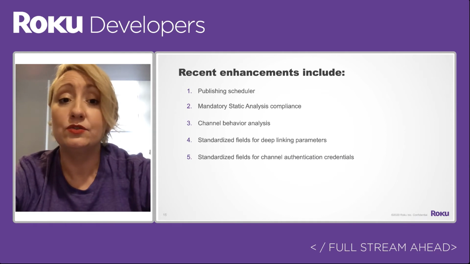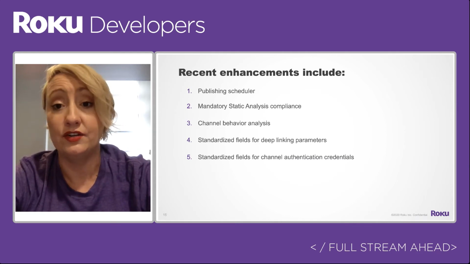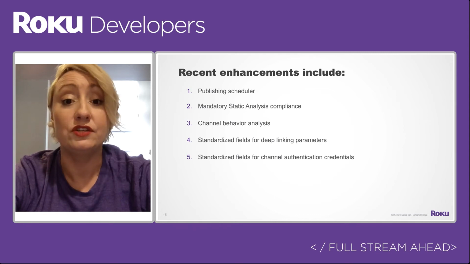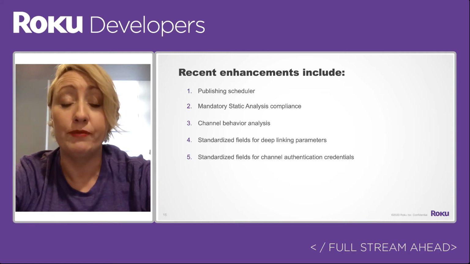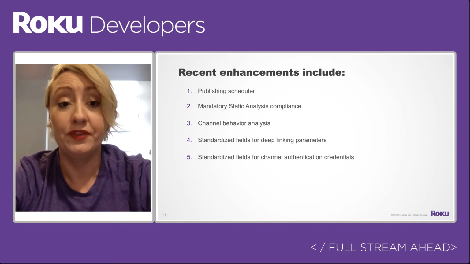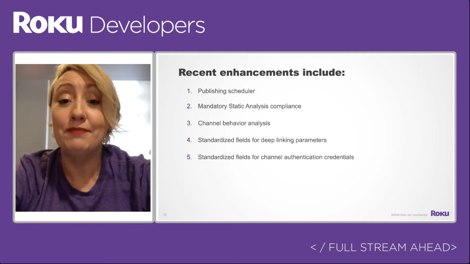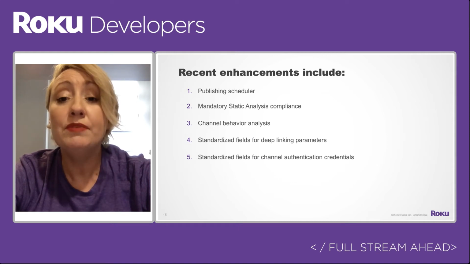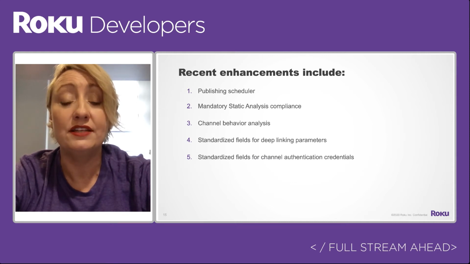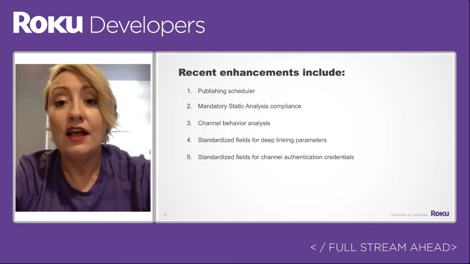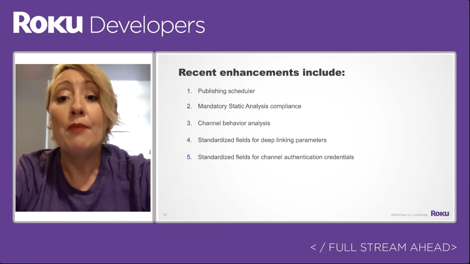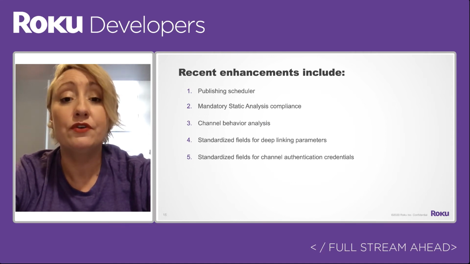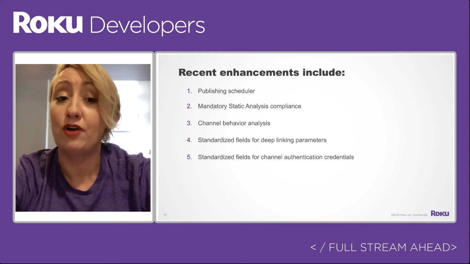Whereas the static analysis tool scans through code statically to detect errors, this new channel behavior analysis tool actually launches a channel on a real Roku device in the Roku cloud and runs automated performance and operational tests within the channel. Finally, in addition to these automation tools, we've added a standardized screen for entering deep linking parameters, and will soon be adding a similar screen for capturing channel authentication credentials. Currently, these screens are just used to standardize the forms in which partners submit this information to Roku, but longer term, we may use this information to further automate the certification testing and publishing process.